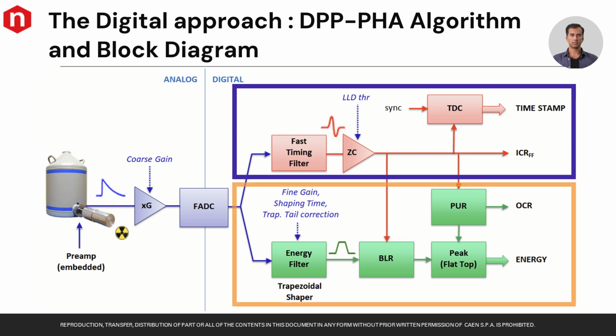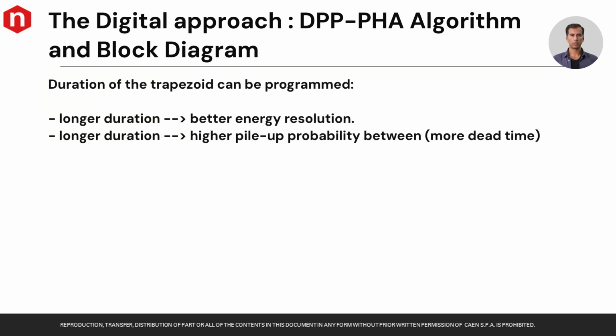The second branch is the trapezoidal algorithm for energy measurement. This block serves the same purpose as the shaping amplifier and peak sensing in the traditional analog chain. Its aim is to transform the exponential signal into a trapezoidal shape, from which the pulse amplitude is extracted at the flat top. The duration of the trapezoid can be programmed, similar to the shaping time of the shaping amplifier. A longer duration, that is a greater integration, leads to better energy resolution.